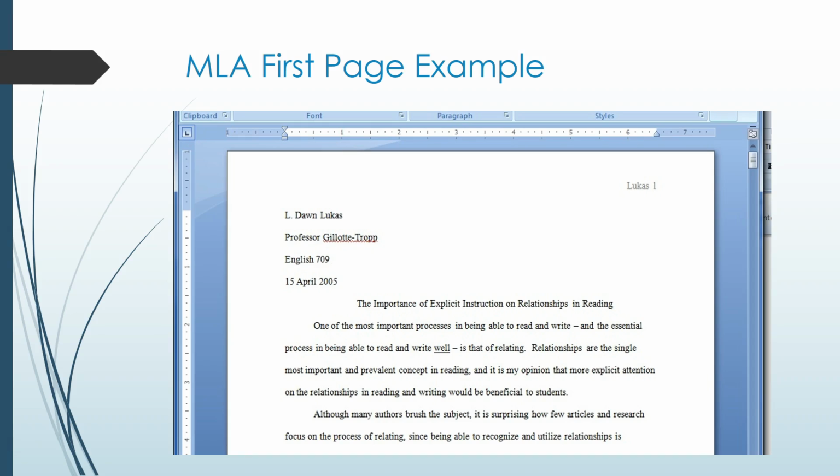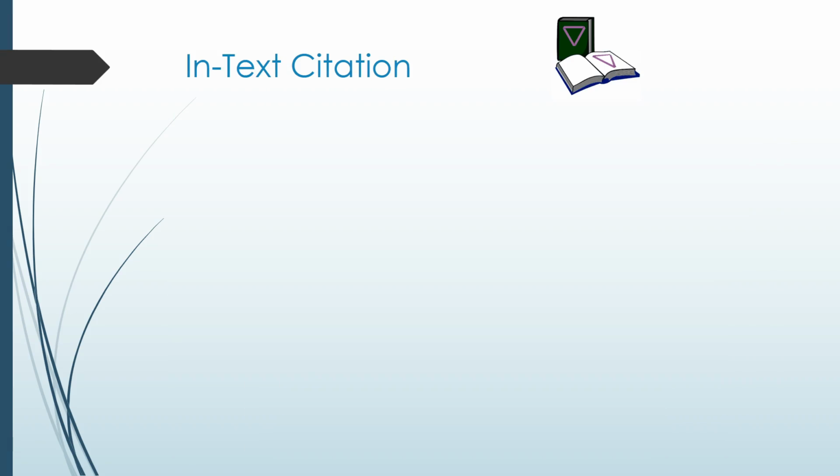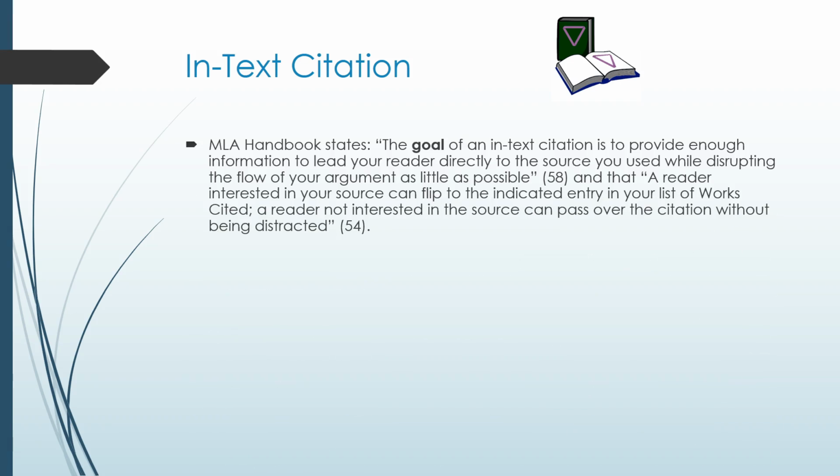Next, we'll take a quick look at in-text citation, which you've been using in a limited fashion so far in the semester. In-text citation is fairly basic. Before we look at exactly how it works, I just want to review with you what the intention is. The current MLA handbook states that the goal of an in-text citation is to provide enough information to lead your reader directly to the source you used, while disrupting the flow of your argument as little as possible, and that a reader interested in your source can flip to the indicated entry in your list of works cited. A reader not interested in the source can pass over the citation without being distracted.